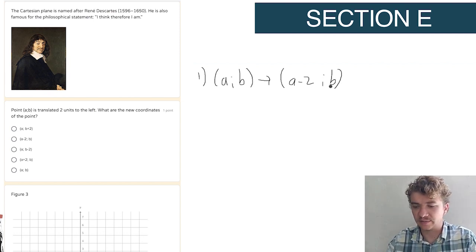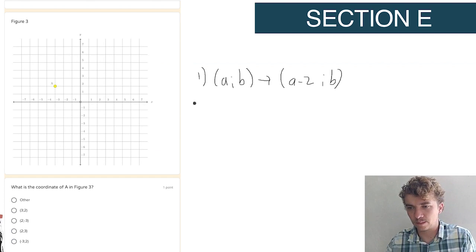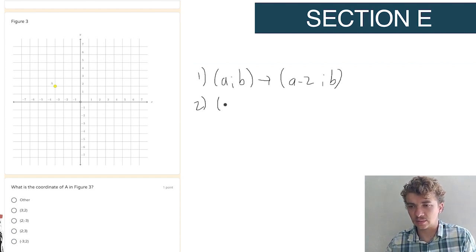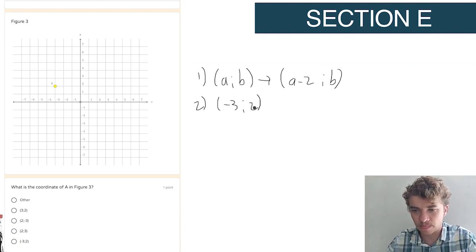Okay, next we have figure 3 with a yellow point A, and the first question is, what is the coordinate of A? Okay, so A is over here. So first you do the x coordinate. X is always first, so the x coordinate is minus 3 and the y coordinate is 2. So the coordinates of point A are minus 3, 2. Next question.